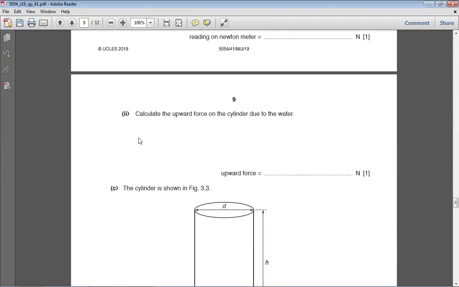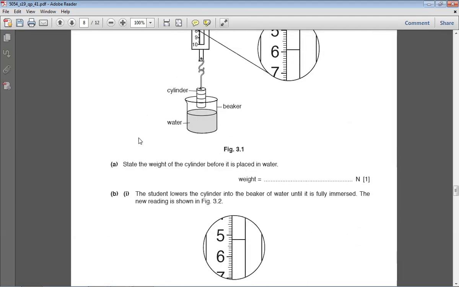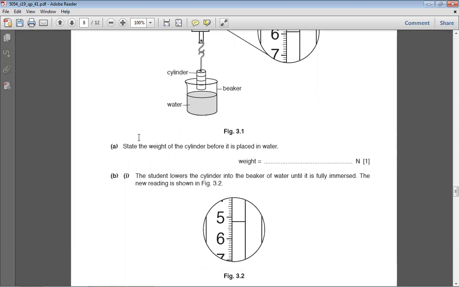Then the question is calculate the upward force on the cylinder due to the water. The upward force on the cylinder due to the water will be the difference between the weight when the cylinder is outside the water and the weight when the cylinder is fully immersed. You subtract them from each other. And whatever will be the difference between these weights, that will be the upward force acting on the cylinder by the water.